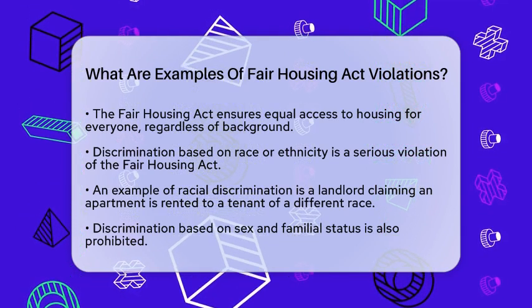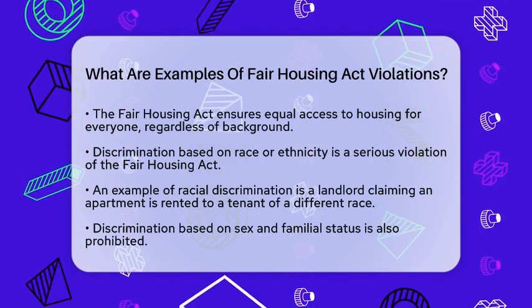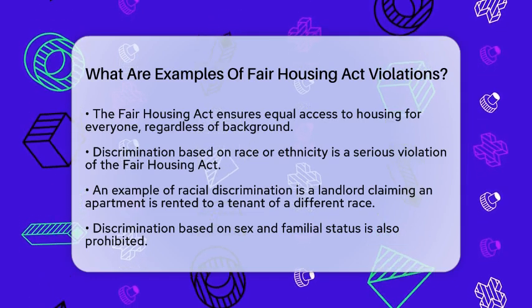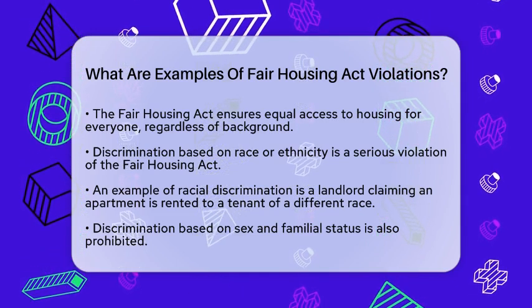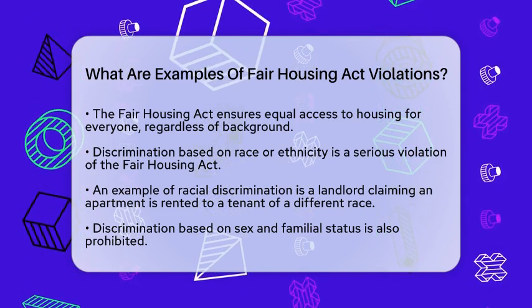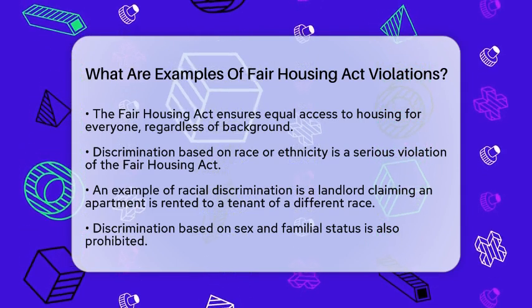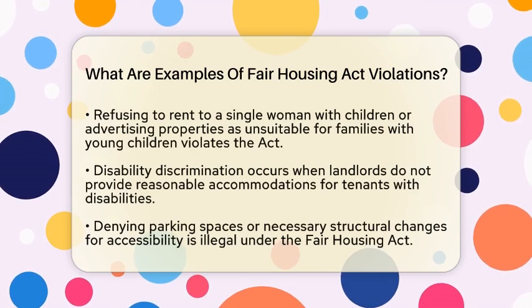First, discrimination based on race or ethnicity is a serious violation. Imagine a landlord who tells a potential tenant that an apartment is available over the phone. However, when the tenant arrives, the landlord claims it has been rented, only to offer it to someone of a different race. This behavior is illegal and goes against the Fair Housing Act.